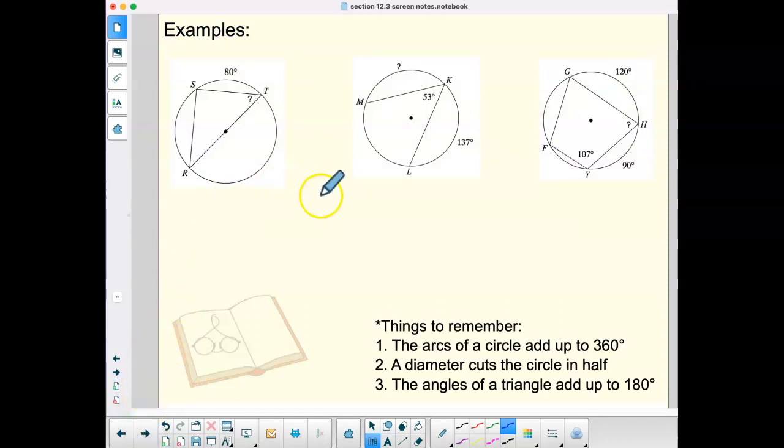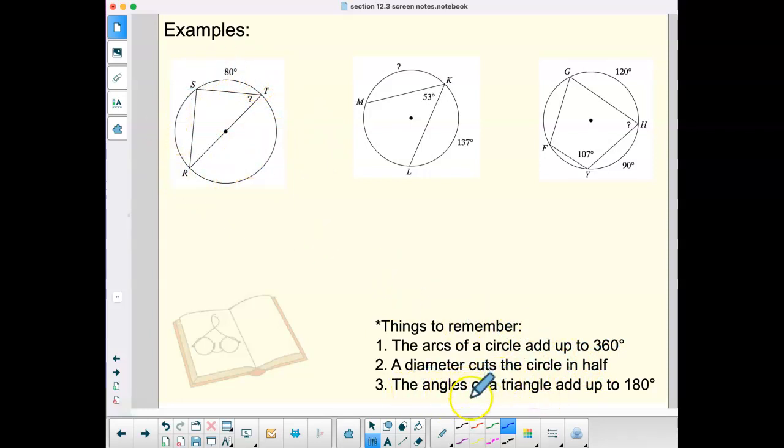Let's try a couple of example problems. Things to remember that we've learned in past lessons. The arcs of a circle, even if a circle's cut up into arcs, those arcs will always add up to 360 degrees, because that's what a circle adds up to. If you have a diameter, remember a diameter is a line that goes through the center, like this is a diameter. It does cut the circle into two half circles. So it cuts it into 180 degrees on each side.